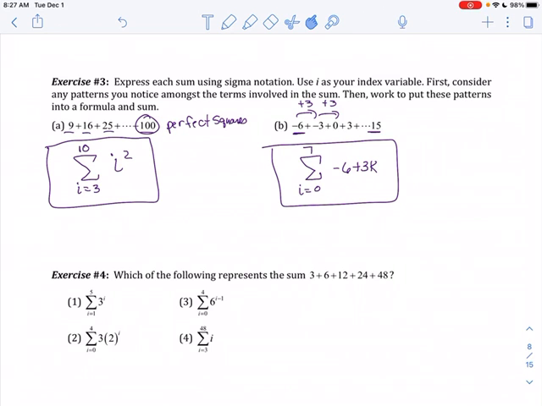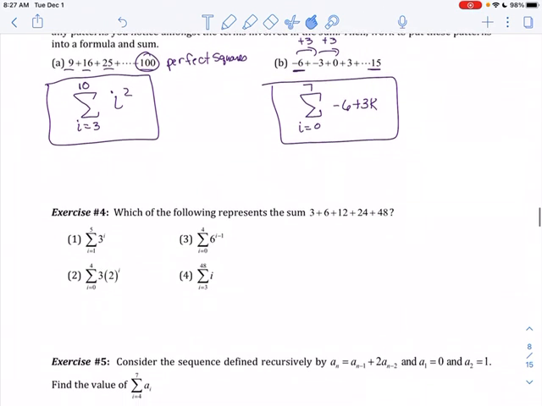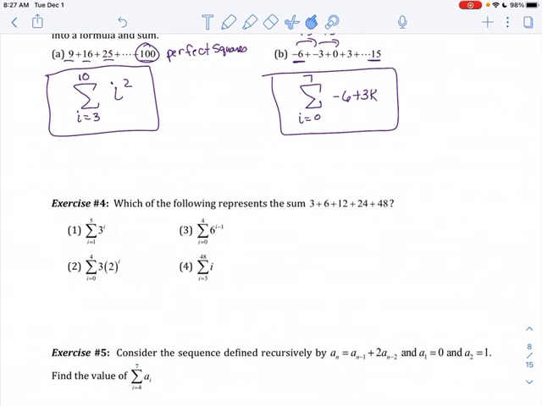Definitely easier if it's multiple choice. So exercise 4 is a multiple choice one. So basically you can just test these out to see what gives you. Like test out choice 1, plug in 1, 3 to the 1 power is 3. Okay, that works. Plug in 2. 3 squared is 9. Oh, nope, because these are the values that I'm looking to get out when I plug in, so choice 1 didn't work.